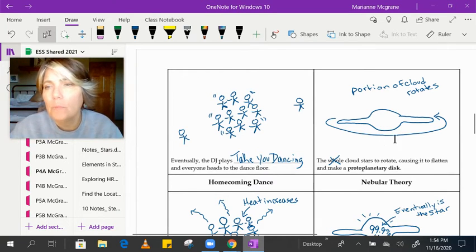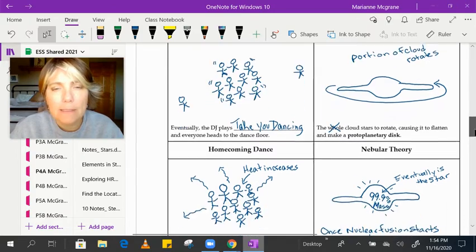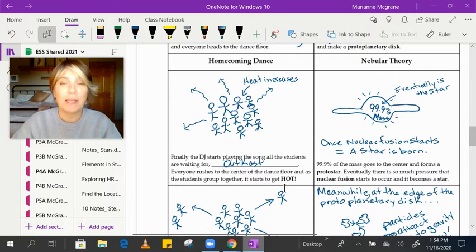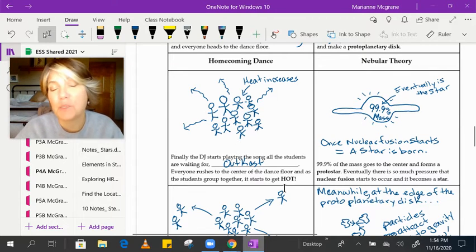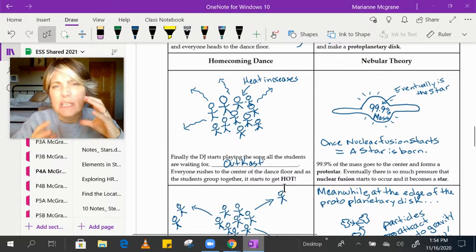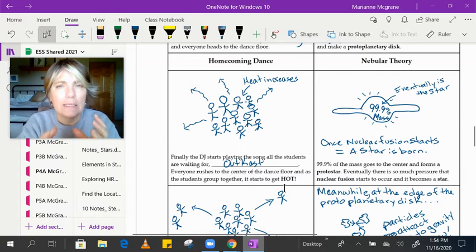All right. Next, if we go back to our homecoming dance, finally the DJ starts playing one of the greatest songs. And I just picked a song from Outkast called Hey Ya, but you can pick any song you want. I don't care. But everybody's dancing and the heat starts increasing in the middle of that dance.